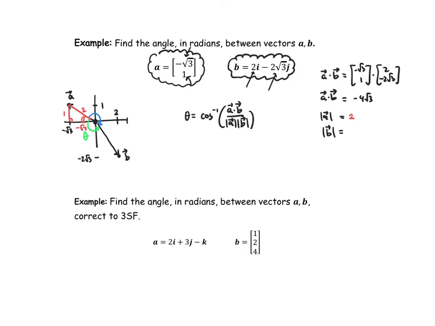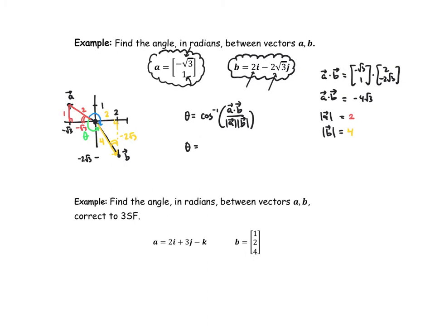The magnitude of B, let's go down here. Draw ourselves a right triangle. This would be a 2, this would be a negative 2 root 3. That would make this our 30-degree angle, and thus this would be 4. Excuse me, the magnitude would be 4. So the magnitude of B is 4, the magnitude of A is 2, and now I can find the angle measure.